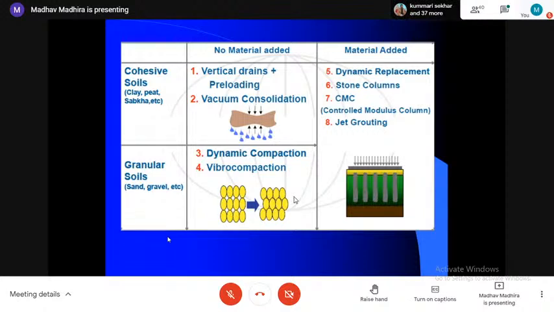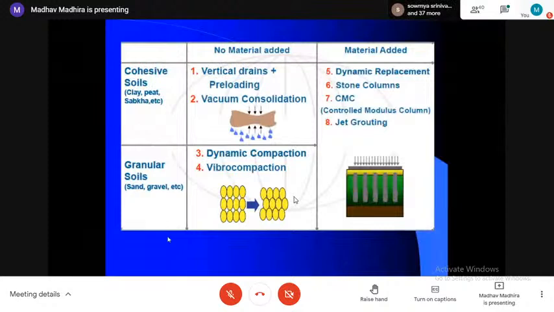The most common approach for us is to have preloading with vertical drains. And now we are, instead of surcharge, going for vacuum consolidation. In case of granular soils, we need to have some dynamic method, vibrations. It could be heavy tamping, dynamic compaction, or vibro compaction.